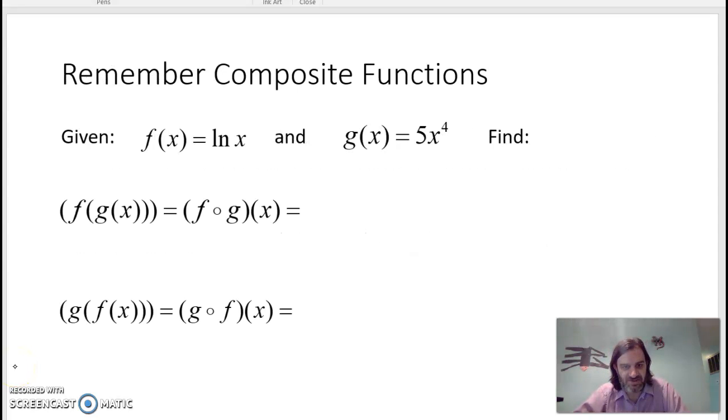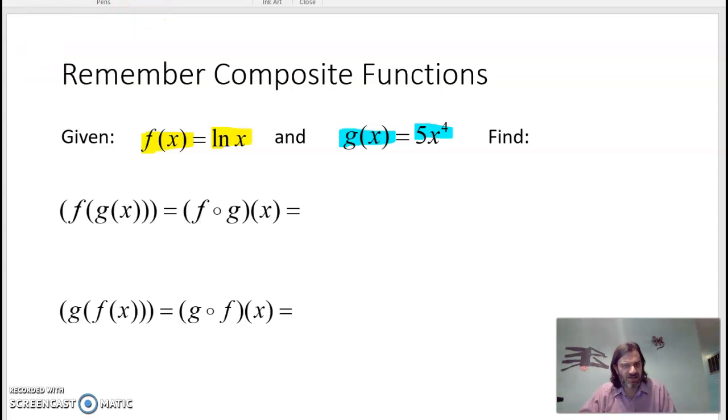So composite functions let us place one function as the input into another function. So here I've got the example. F of x is natural log of x. So that's one of our functions. Okay? F of x is the natural log of x. And g of x is going to be 5x to the fourth. So that's two completely separate functions. We know how to take the derivative of each one separately. Okay? But before we go down chain rule, let's see what the composite functions look like.